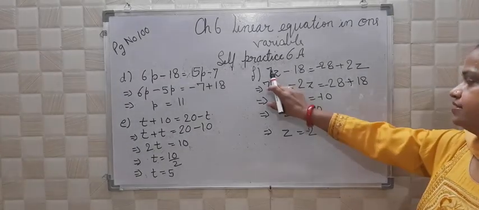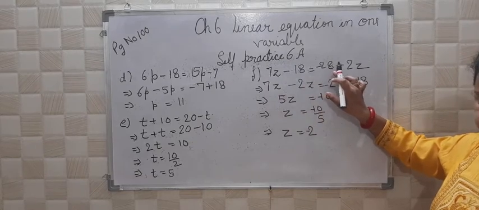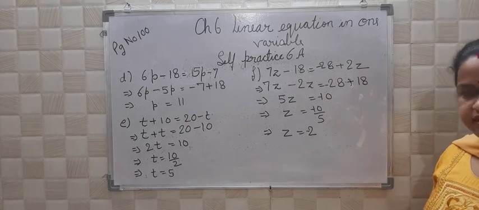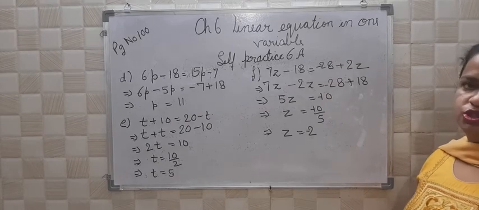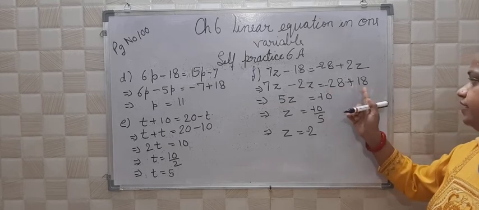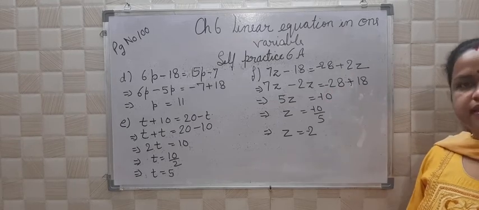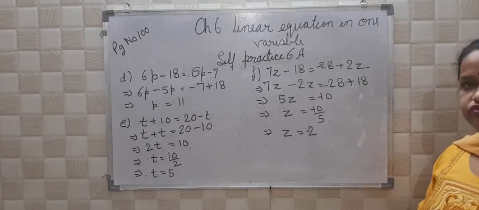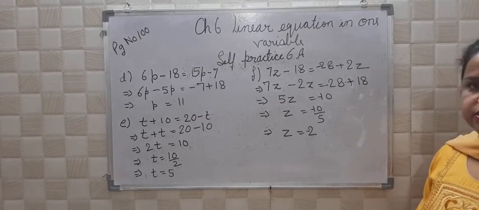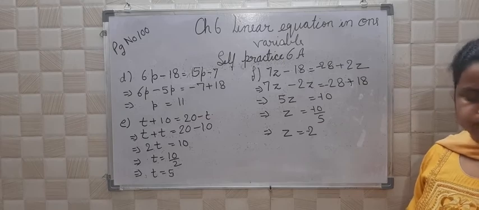Correct? 7z minus 18, and this is minus 28 plus 2z. So this 2z will shift to that side. It will become 7z minus 2z, that is equal to 5z. And minus 28 plus 18, that is minus 10. So minus 10 upon 5, that will be equal to minus 2. So here z is equal to minus 2. Okay.